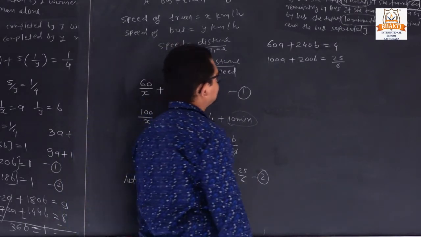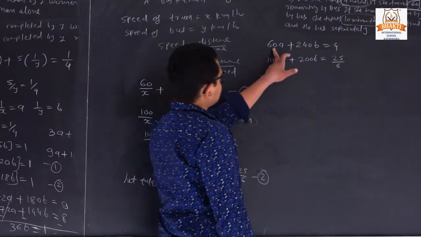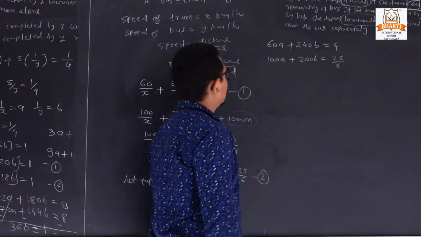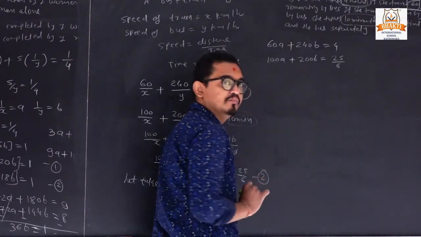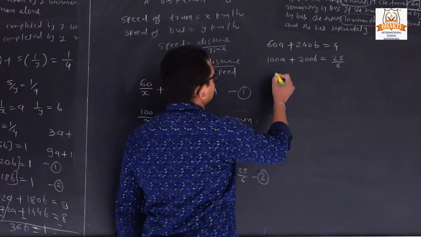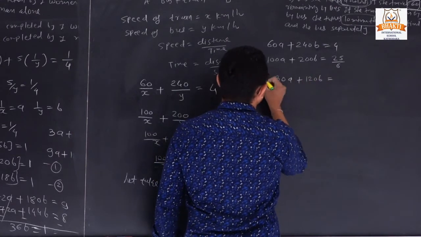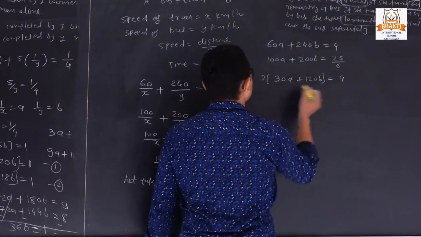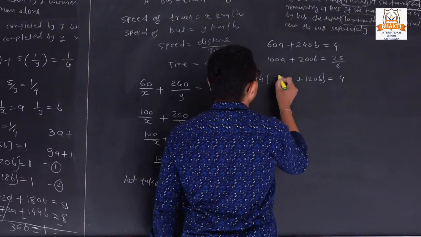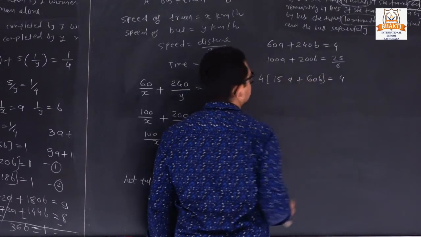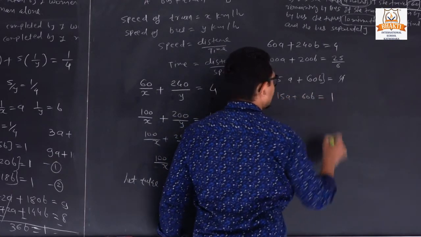Now see that if I want to drop these both, so first of all, from the first, here we can take 2 as our common term. Clear? 2 as our common term. So 30a plus 120b is equal to 4. So this 4 is going to the second side. So we can directly take 4 as our common term. So here 15 and here we have 60. Now 4 cut. So 15a plus 60b is equal to 1.